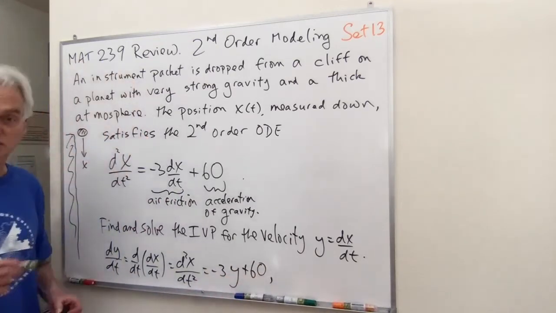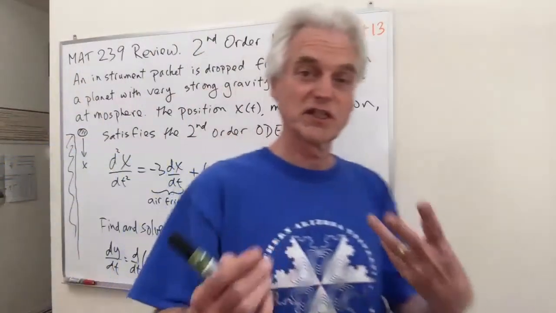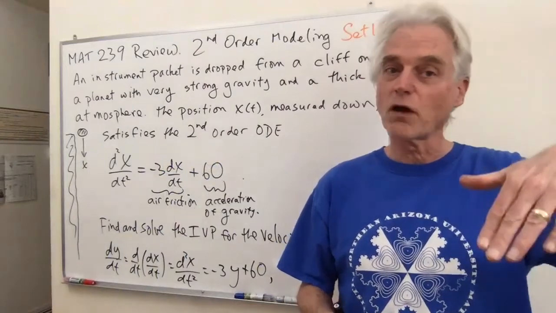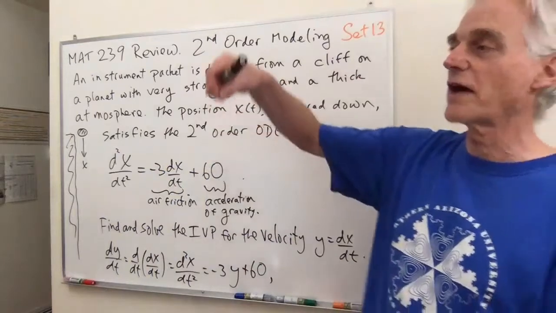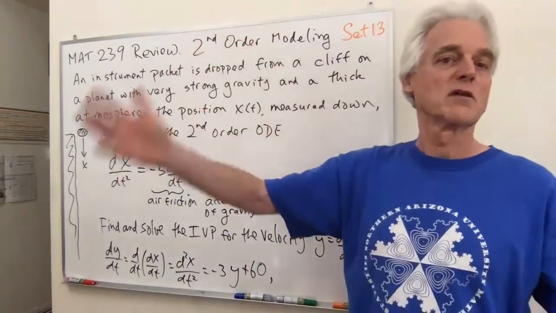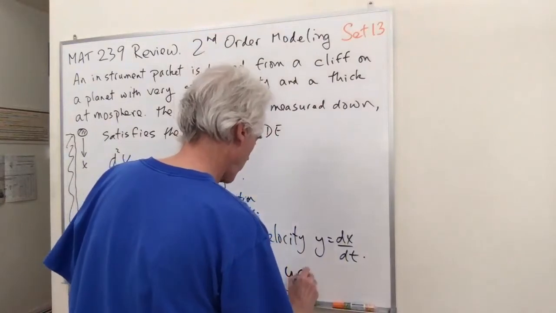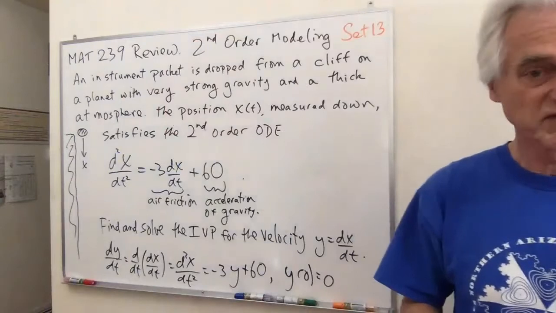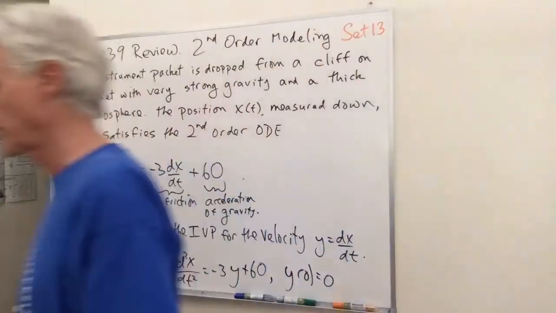And what's the initial condition? Well, a lot of times like this, they don't give you an equation. They use a word like dropped. You didn't throw it down, you didn't throw it up, you dropped it. So if you drop something, you start with velocity 0. So that is y of 0 is 0. So we've got our initial value problem, and now we've got to solve it.